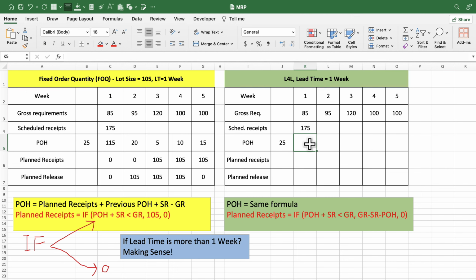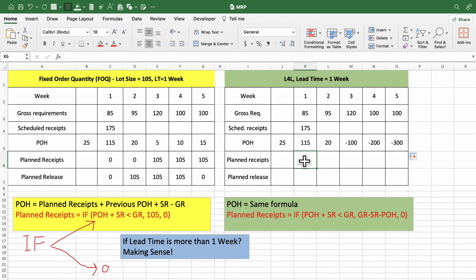And for this one, what's available quantity? I'll be using the same formula that I used here, which means our available inventory is equal to planned receipts plus our starting inventory plus scheduled receipts minus demand or gross requirement. That becomes 115. And again, this 115 means that we have 200 units, 25 plus 175, that's 200. And out of these 200, when 85 are consumed, we are left with 115 for period number 2. So I will copy this one to the whole row.